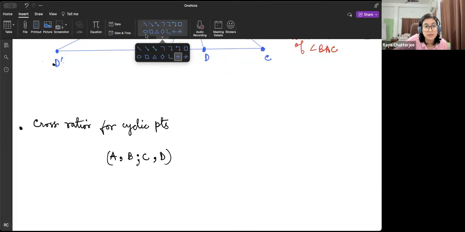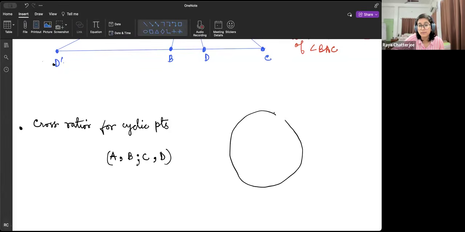Can I draw a circle from here? Oh my god, that's sad. Okay, I'll just have to draw it by hand then.